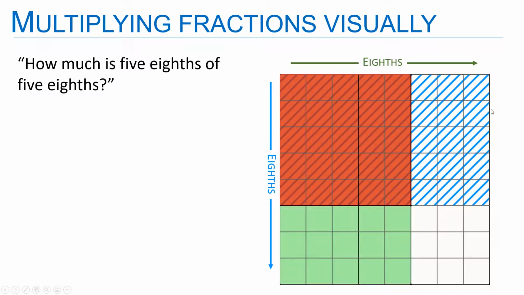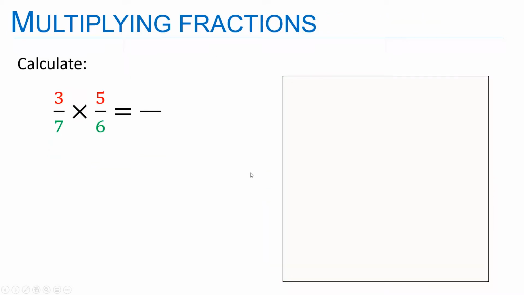Into how many squares have we divided the entire square? Well, into 64, because that's 8 times 8. And we already saw those 8s in our original question here. So our result is 25 out of 64. And we got 25 because we multiplied the numerators, and we got 64 because we multiplied the denominators. So using that, can you predict what the result of this multiplication will be?